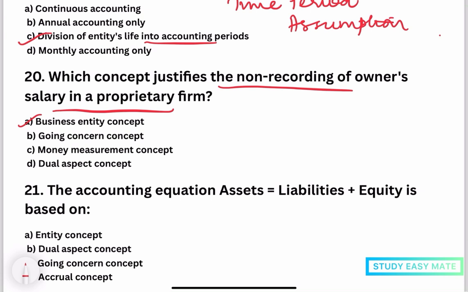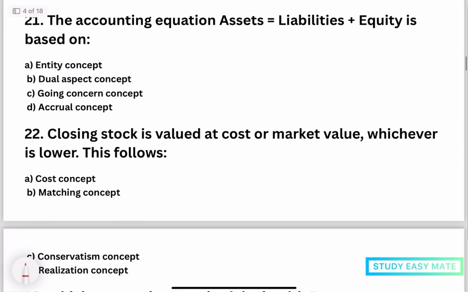Okay, so for the 20th one, why is it a business entity concept? Because it justifies the non-recording of owner's salary in a proprietary firm. How? Because it treats the business as a separate entity from the owner. Since the owner and the business are considered separate, any payment to the owner is treated as drawings or withdrawal of capital rather than an expense of the business.